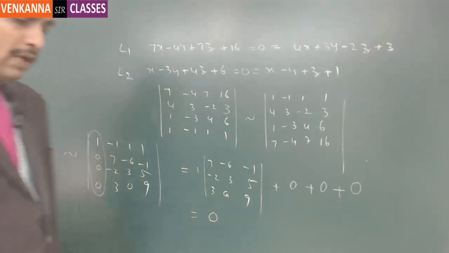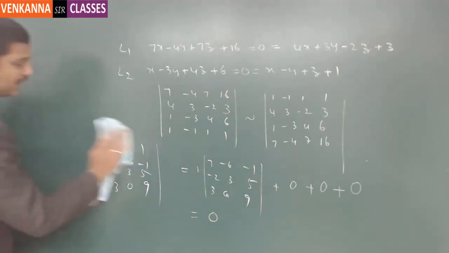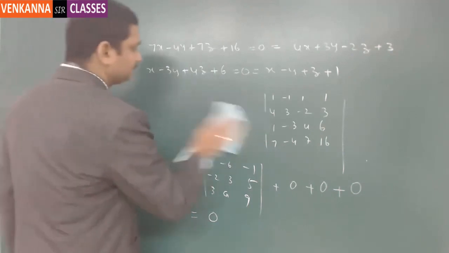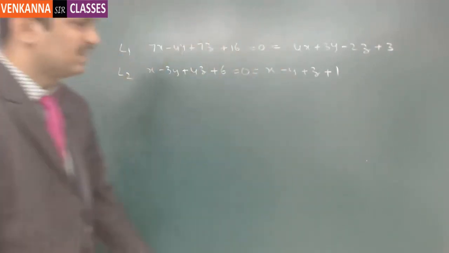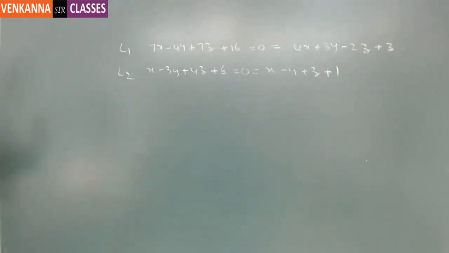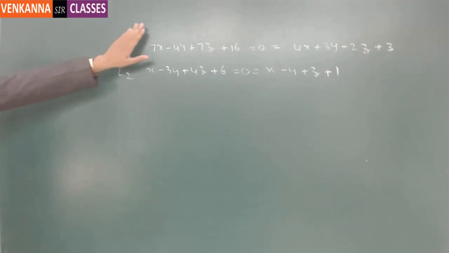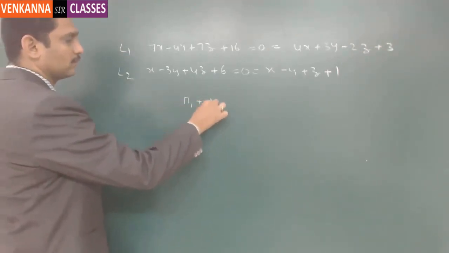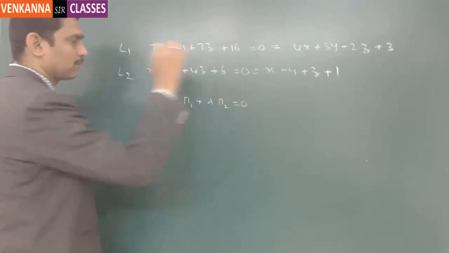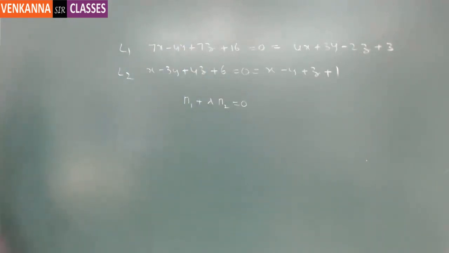Now, coming for the plane containing them, it is a little lengthy procedure. It involves a little calculation only, not that much difficult. So the technique here is, first of all, I will calculate a plane passing through line 1. And I will calculate a plane passing through line 2.